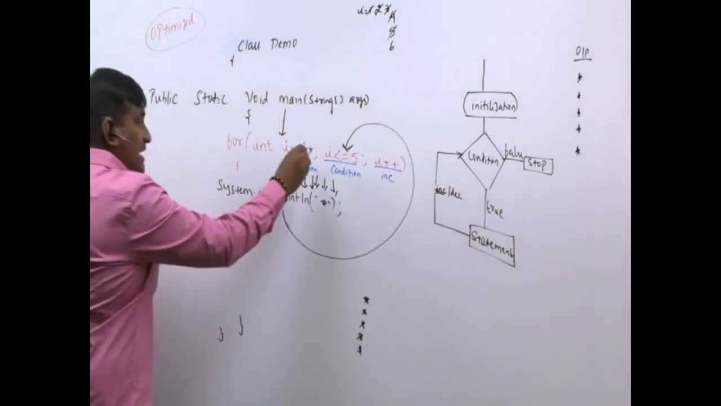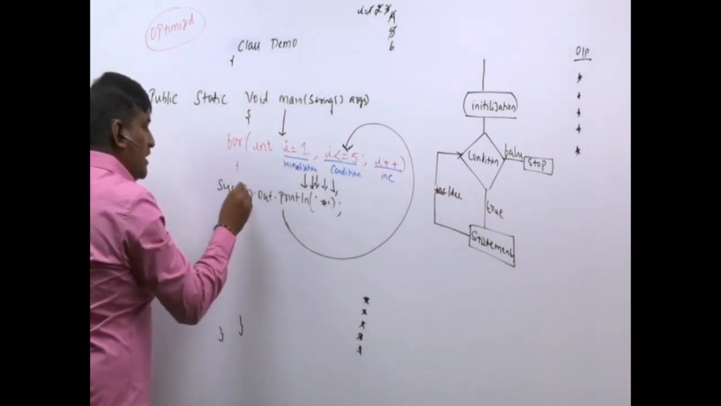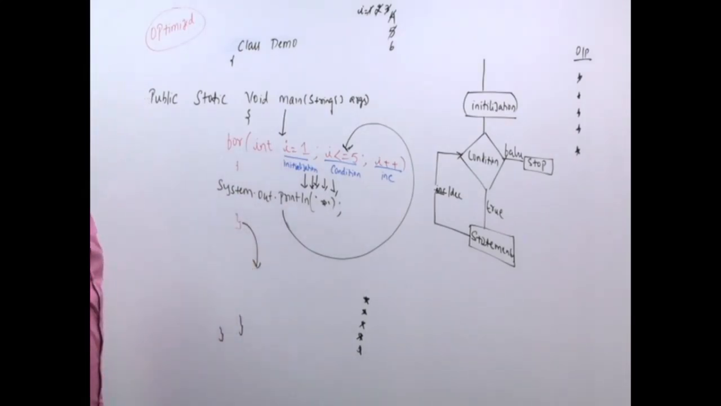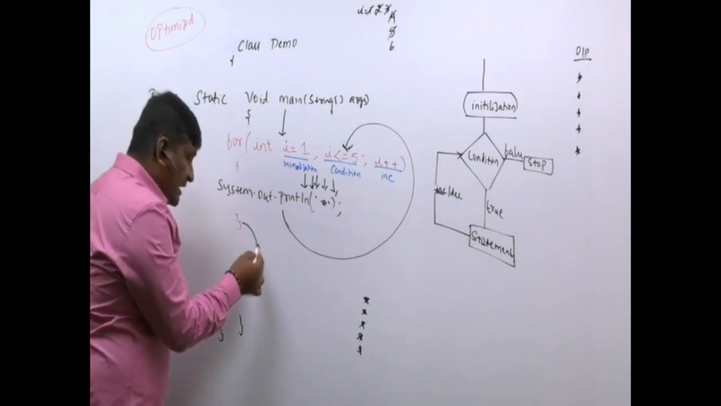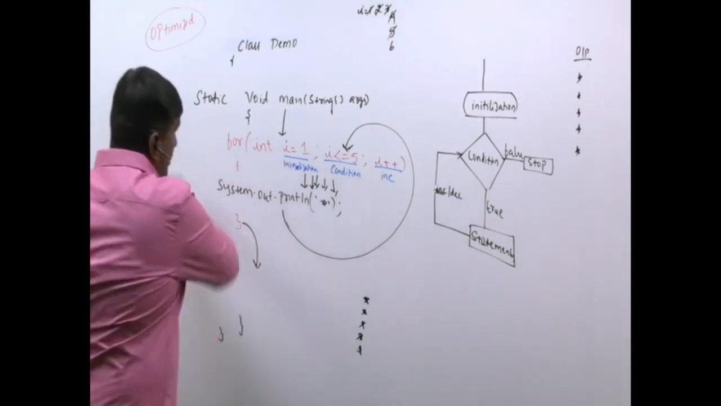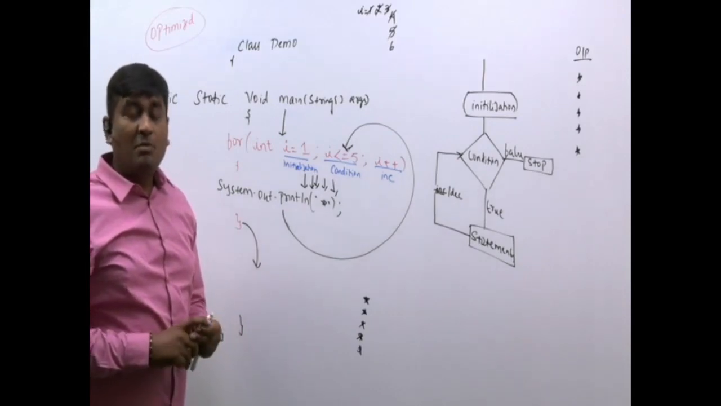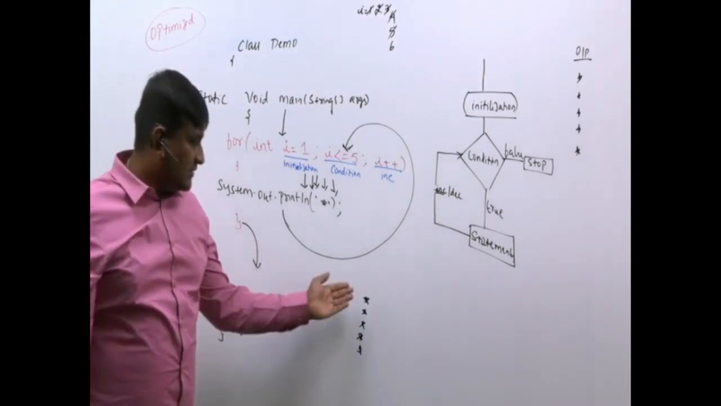So now the condition is false. Hence the control will not enter inside the for loop. It will come outside the for loop. Once it came outside the for loop, tell me, are any other lines there? No. And from here the control is given back to the OS. Now tell me, how many stars did you want to print? 5 stars. 5 stars printed.